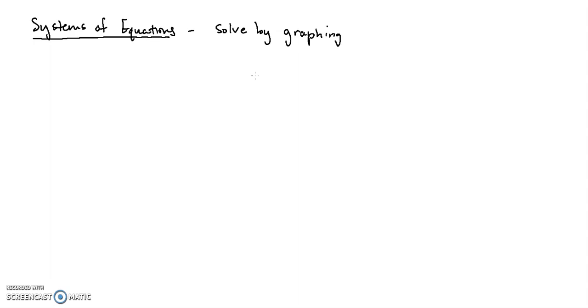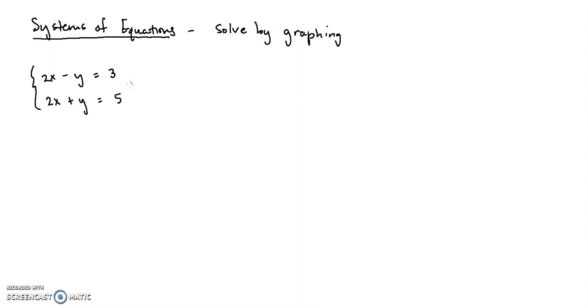But we're also going to look at how to do this with a graphing calculator after we look at graphing them by hand. Okay, so we're going to do that at the end. All right, so the idea here is that we have a system of equations. So let's say we have 2x minus y equals 3, and we have 2x plus y equals 5. All right, and we want to solve this by graphing.